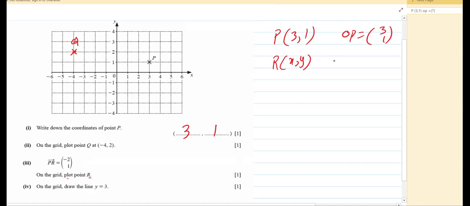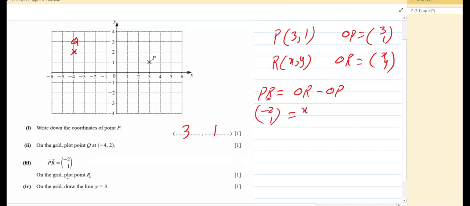And what will be OR? OR will be (x, y). Now PR is given, so write the formula for PR. How will PR be? The later point position vector minus the first point position vector. So PR is (-2, 1). OR is (x, y) minus OP. What is OP? OP is (3, 1).